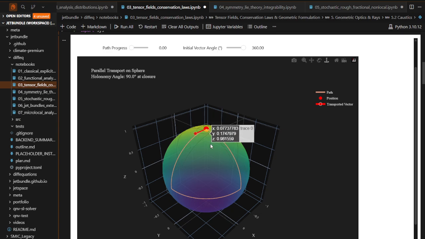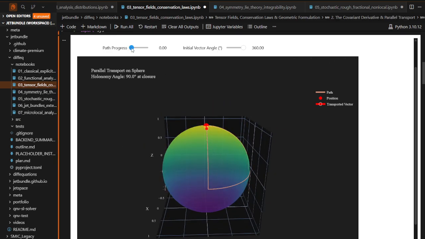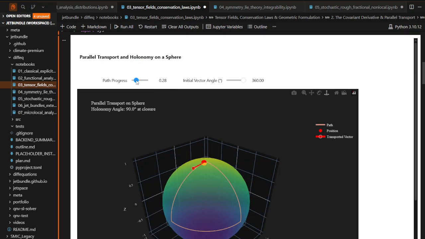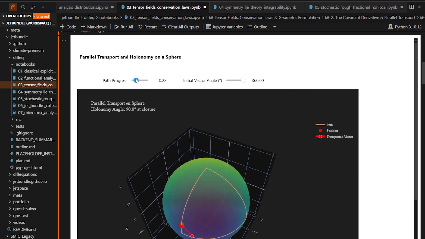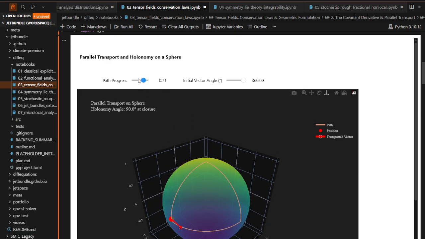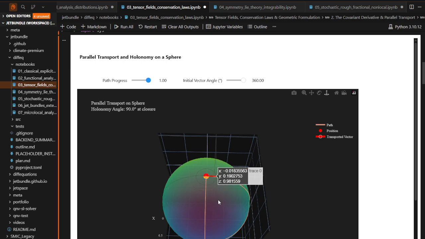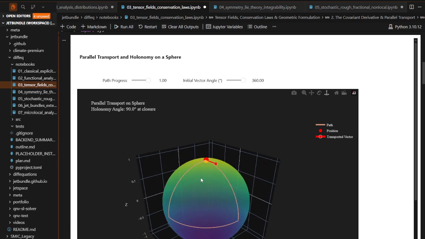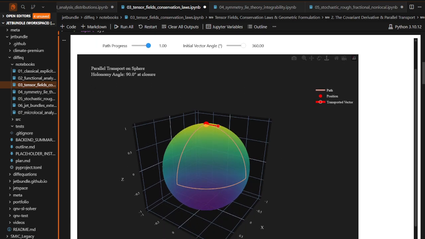So if we were to take this vector that's pointing this way and transport it slowly along the loop here, as you can see, as it progresses along the path, it comes back completely rotated 90 degrees. It is rotated counterclockwise by 90 degrees, and this is what we call the holonomy angle at closure, for a closed loop.